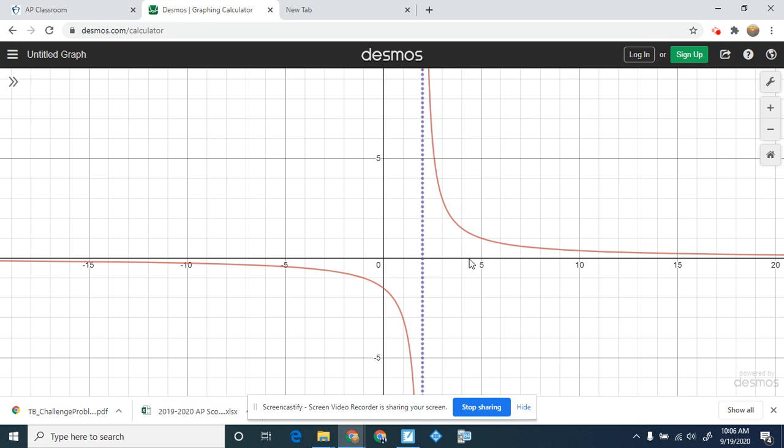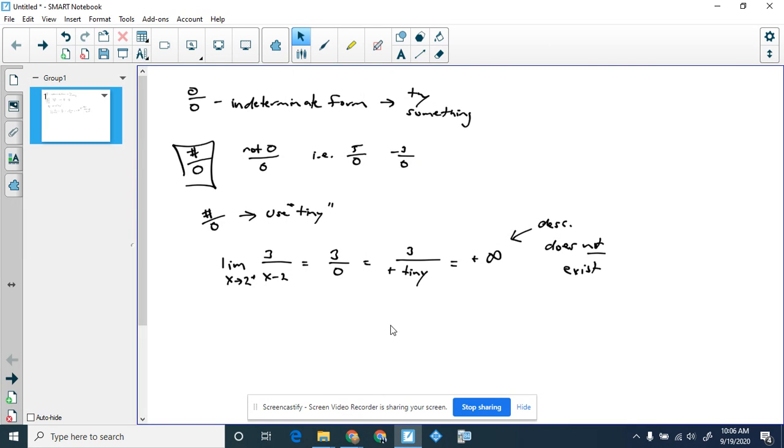As my x values go to 2 from the right, my functional values are doing what? They're going to positive infinity. They're not going to negative infinity. They're going to positive infinity. So yeah, the limit doesn't exist, but we're able to further describe it. All right. And that's basically what we want to do for these guys.